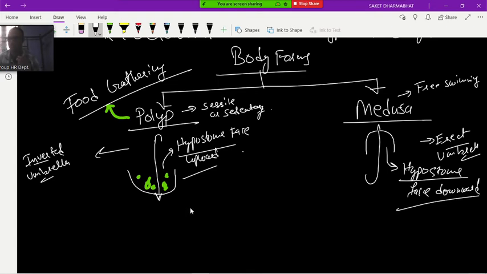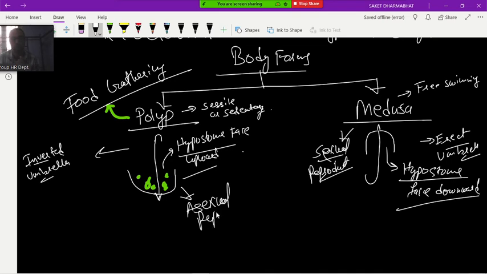So who can do the sexual reproduction? For sexual reproduction, another partner is required. Medusa can go to another partner. So medusa always does what? Sexual reproduction, because it can go to another partner, because it is motile. But this polyp can't go to its partner for doing sexual reproduction. That's why they are always doing what? Asexual reproduction. Clear or not? Okay.